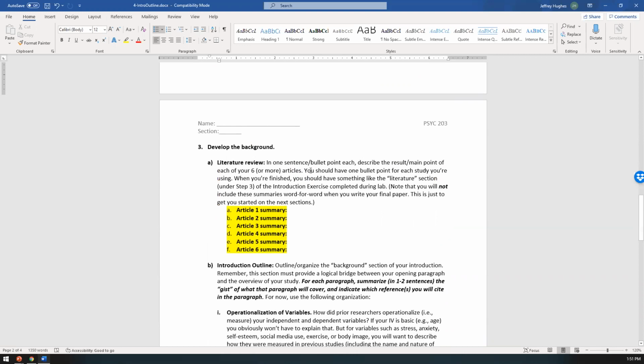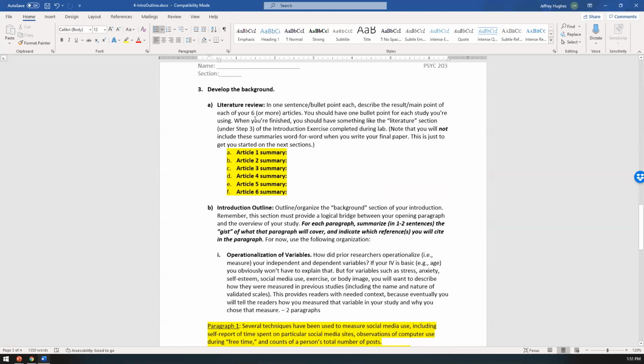Anyways, let's move on to the meat and bones part of the study. And here things are a little bit different, but also easier for you. So for section 3A, what you need to do is in just 1 sentence or bullet point, so don't get too crazy, I just need 1 sentence. I want you to describe the result or main point of each of your articles. So just in 1 sentence, tell me what the general gist is. What is the main point of this study? I want you to do that for all 6 articles, or more if you want to do more.